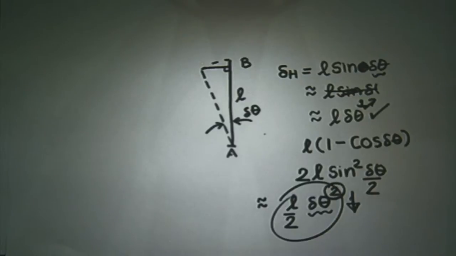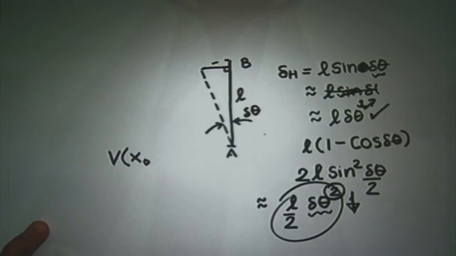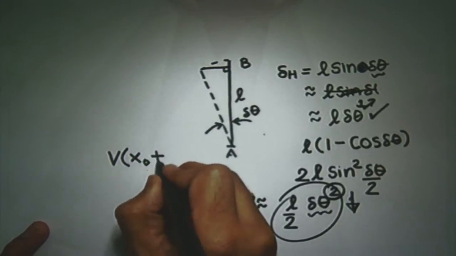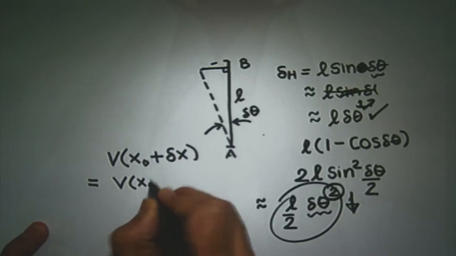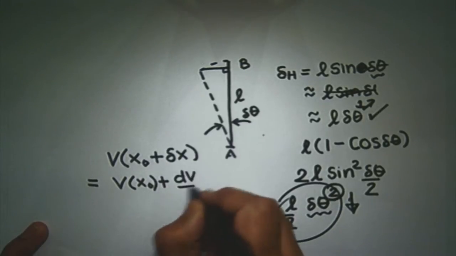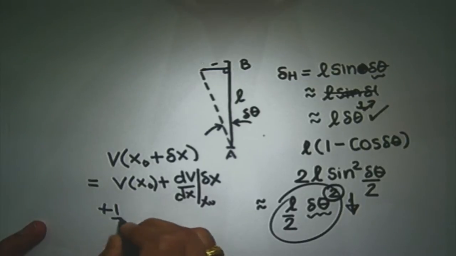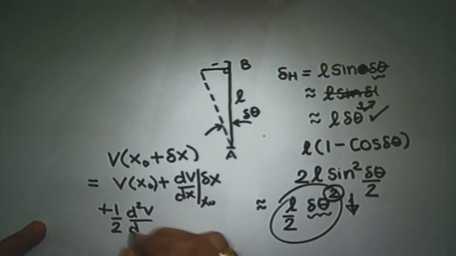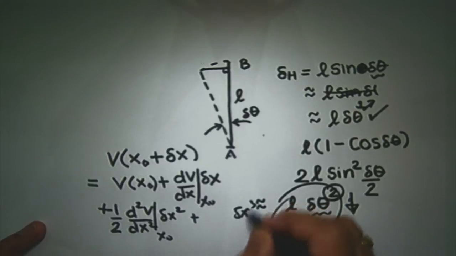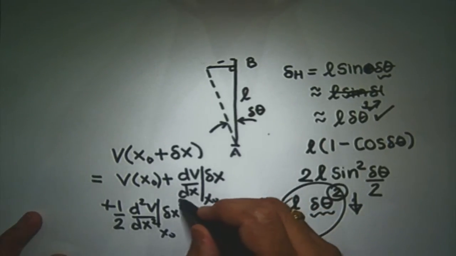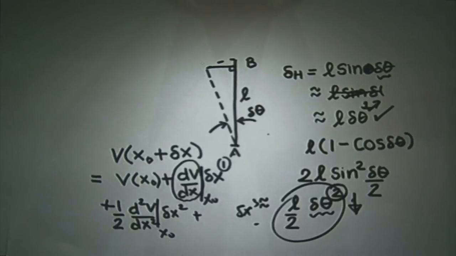Now similarly, for example, if you have a potential energy where the minima is happening at x naught, and I give a tiny perturbation of delta x, then this can be written as V at x naught plus dV by dx at x naught into delta x plus half d squared V by dx squared delta x squared plus terms which are delta x cube, delta x to the 4 and so on. What we know is that at equilibrium, this quantity becomes 0. So to the first order, we say that the system's potential energy is stationary.